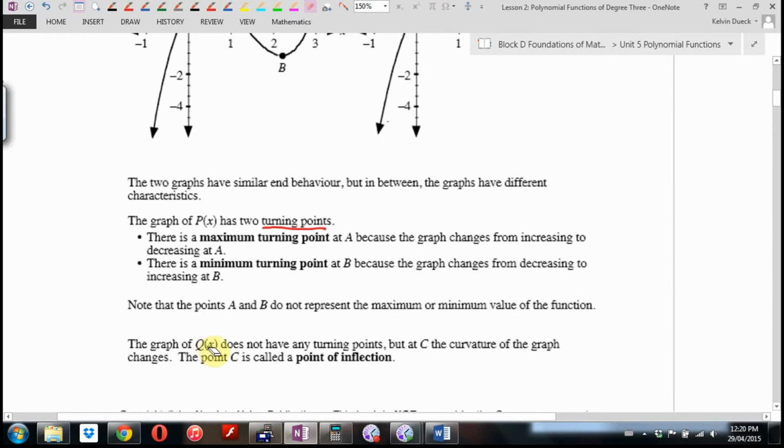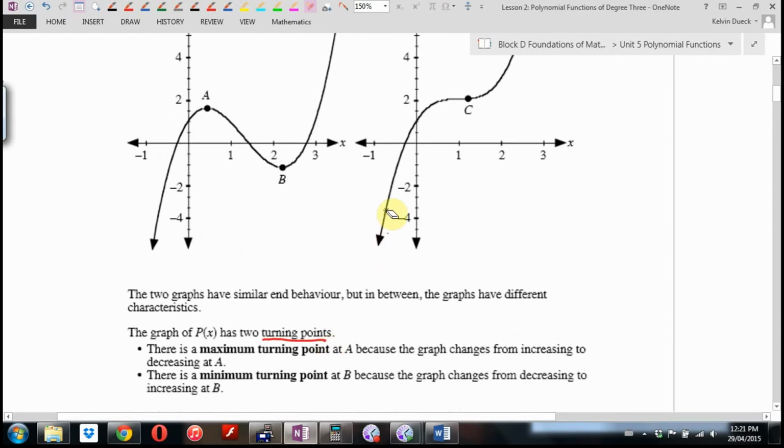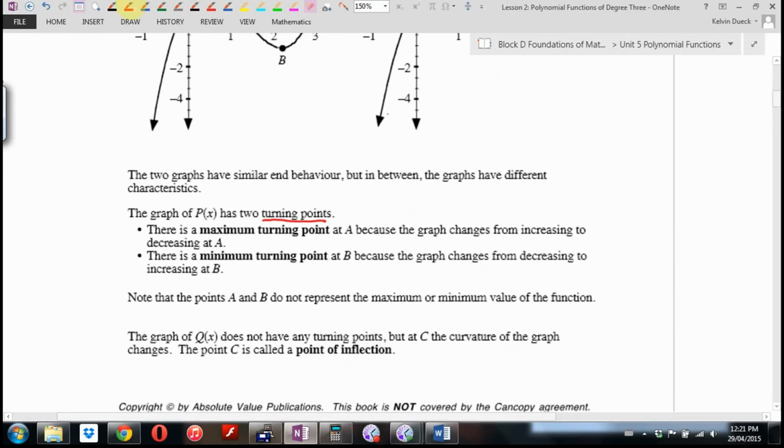Q doesn't have any turning points. Are we going uphill? Are we ever going downhill? We're going uphill. For a split second, it leveled off, but it didn't dip down. We call that, and here's a word you're going to use, an inflection point or a point of inflection.